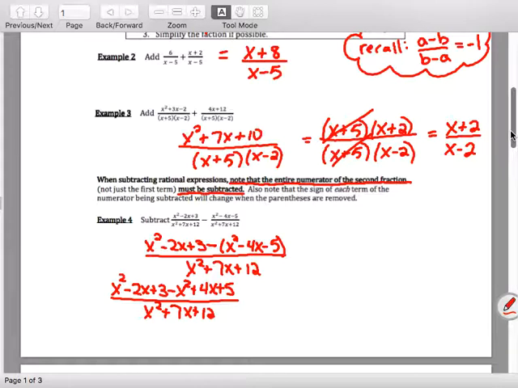Now let's combine like terms. I'm going to draw an arrow and continue it over here. So let's combine like terms. X squared minus x squared cancels. Negative 2x plus 4x is 2x. 3 plus 5 is 8.